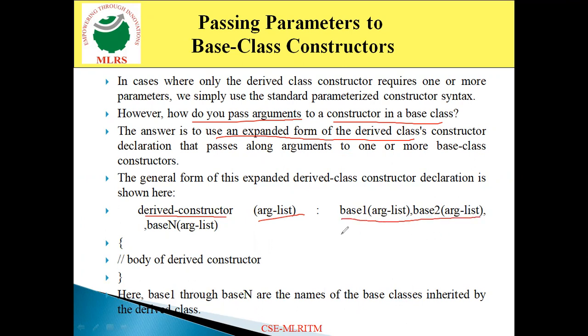Now look at this. I am specifying the base class constructors like base1, base2, base3 up to baseN. You can specify any number of constructors. It is not restricted that we have to specify only one base class constructor. Here base1, base2, base3 up to baseN are the base class constructors along with argument lists. You can specify the argument list of the respective base class constructor. Then open brace, specify the body of the derived constructor, and then close brace. Thereby the derived class constructor completes.